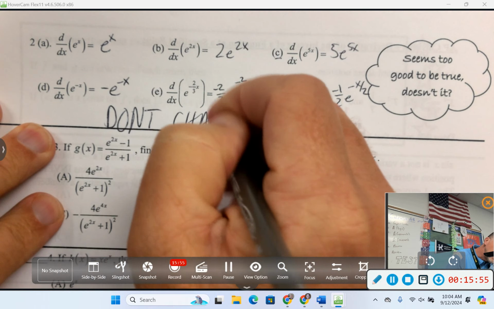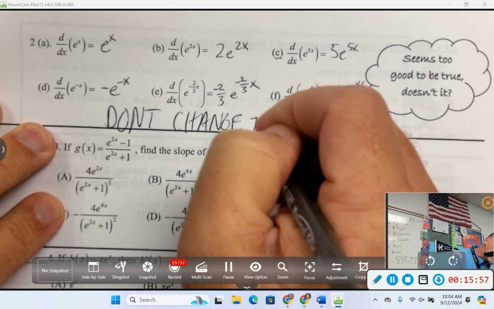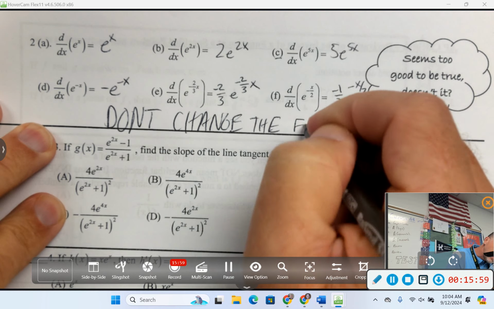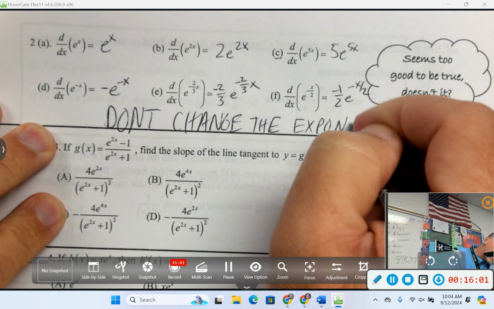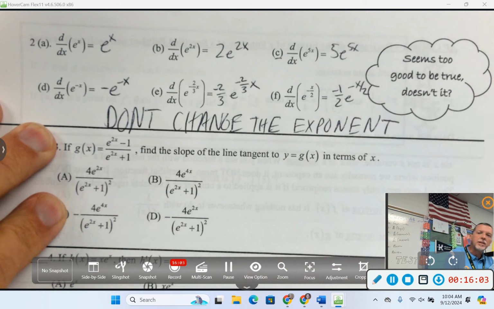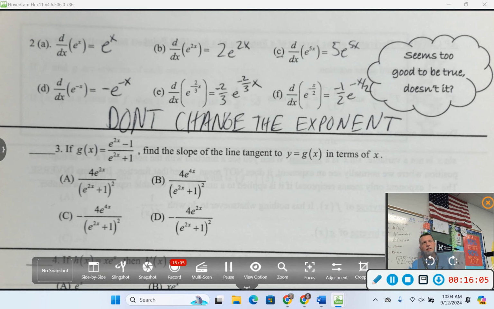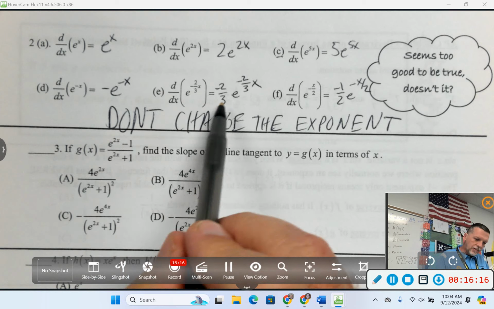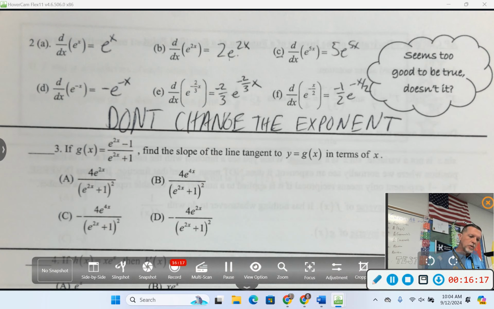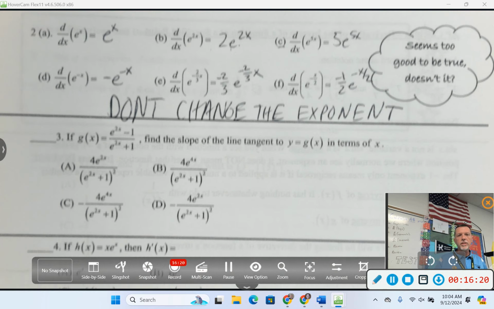Don't change the exponent. That would be the temptation here. That's the bite the Tootsie Roll Pop or the Blow Pop all at once and crunch it all down. Like, no, one step at a time. Leave the original alone and then multiply by the derivative of the exponent.